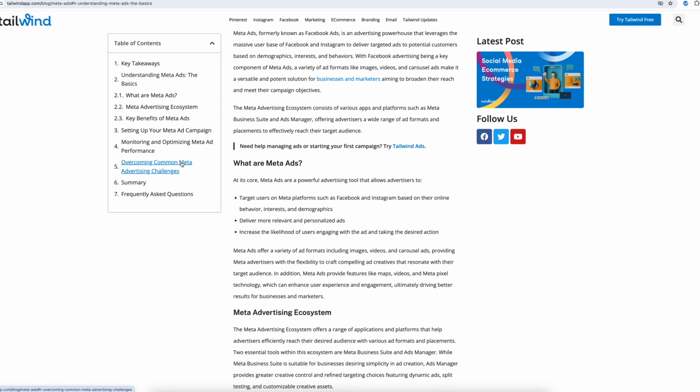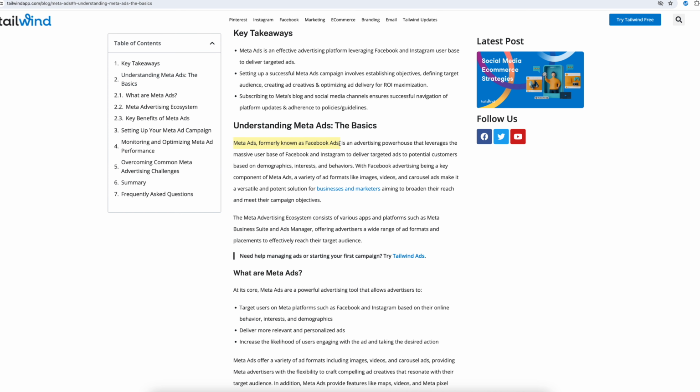So when you go to understanding, they first tell me that it used to be called Facebook ads. I'm getting some reference to what this is. Okay, I've never heard of meta ads, so they were known as Facebook ads. So that's what they're called now, right? So I'm learning new terminology. I'm learning how it works for a business so that it leverages the massive user base of Facebook and Instagram to deliver targeted ads to potential customers based on demographics, on interests, on behaviors. So it's breaking it down in a non-techie way that I can understand as a business owner.